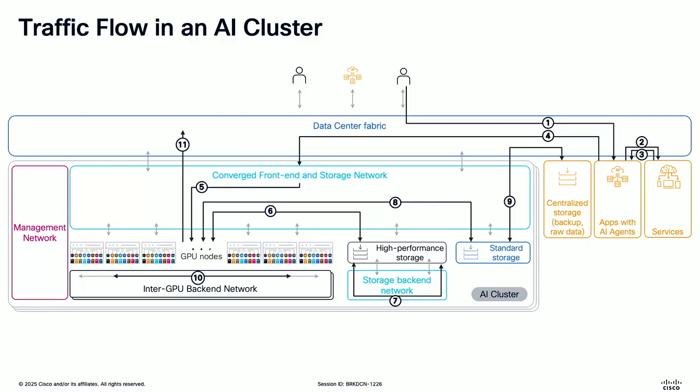But I hope this gives you perspective on the overall traffic flow within an AI cluster, and much before the AI cluster too. And the reason I'm bringing it up is that most of the time when we talk about AI networks, people think about GPU to GPU communication backend networks only, right? So this is the entire traffic flow.